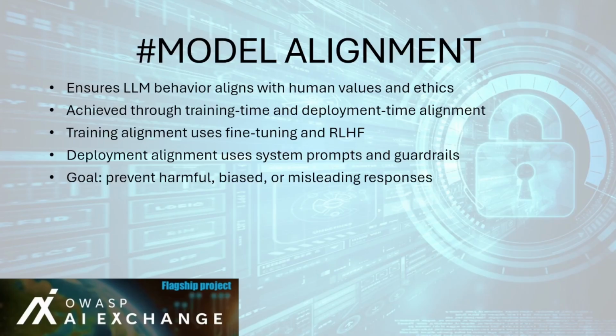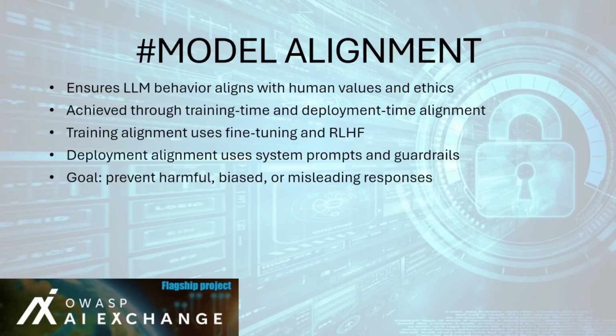2. Deployment time alignment. Once deployed, the model's outputs are further shaped by system or instruction prompts defining operational boundaries. You are an AI assistant that must refuse harmful requests, and guardrails and oversight tools, external layers such as output filters, safety classifiers, or business logic that intercept problematic responses. Even an aligned model can produce unintended results without runtime safeguards.